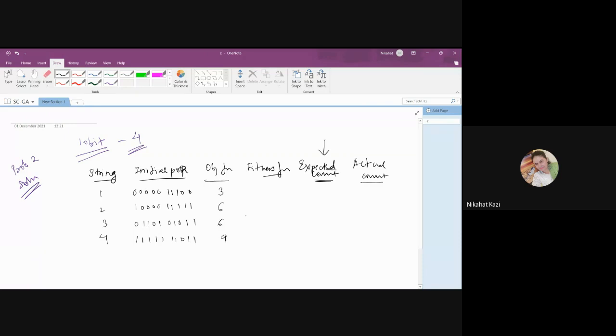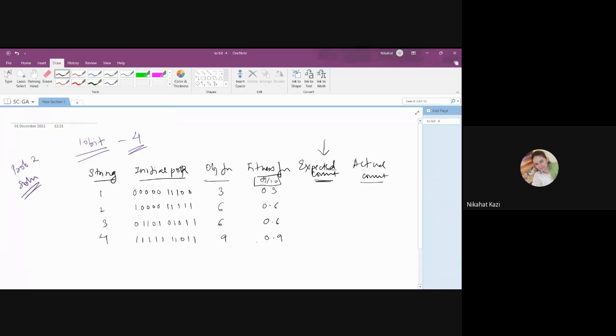So the fitness function that we have here is given by normalizing this value, dividing by 10. That is the fitness function: the objective divided by 10. So this is 0.3, then 0.6, 0.6 and 0.9. So this is the fitness function.